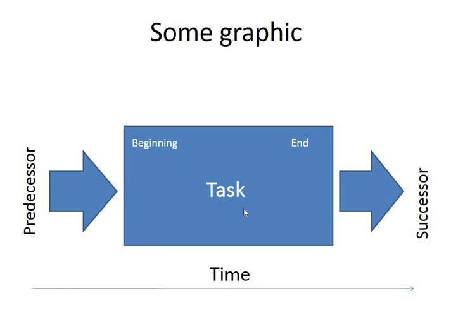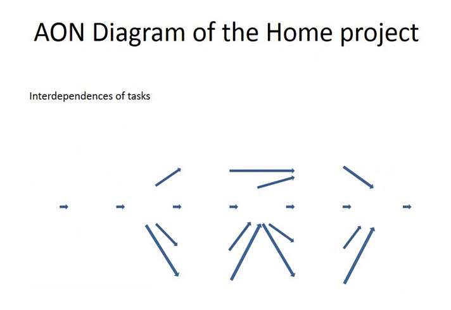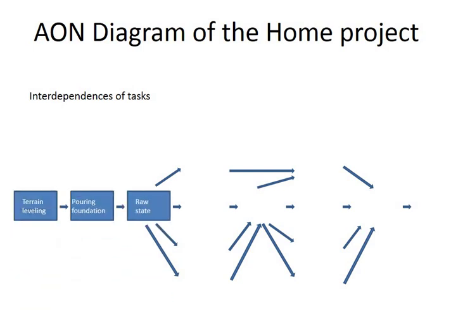So for us, this is a task, this is the beginning and the end of the task. This is a predecessor. A predecessor is a task that necessarily needs to come before our task, and a successor is a task that comes after our task. If we know it, then we can draw an activity on node diagram like this one. This is for building our house.